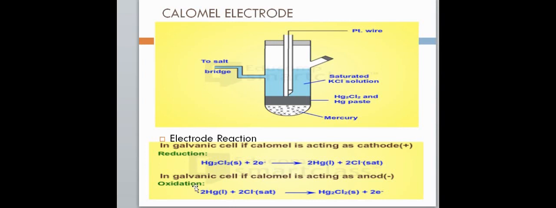And if the calomel electrode is acting as an anode, the reaction becomes like this. So 2Hg plus 2Cl minus gives Hg2Cl2 plus 2 electrons. So I've just made it the other way around. Here I've shown gain of electrons because it acts as cathode. Here I've shown loss of electrons because it acts as anode for oxidation.